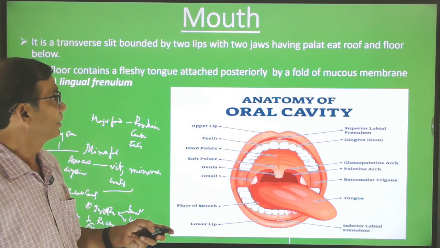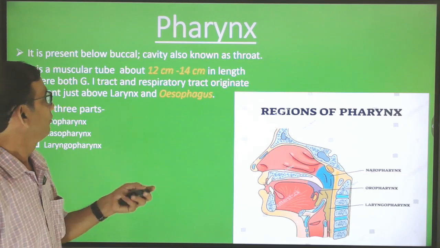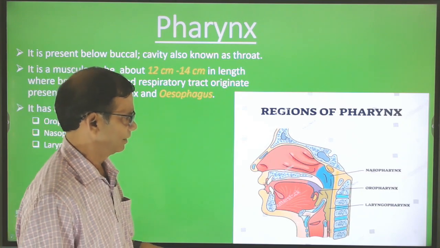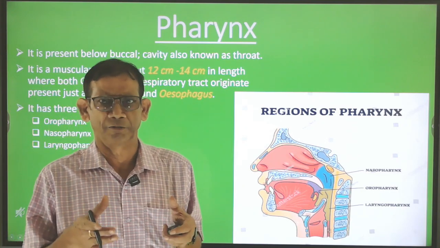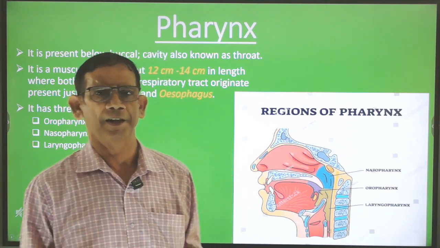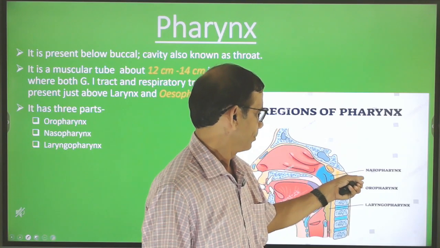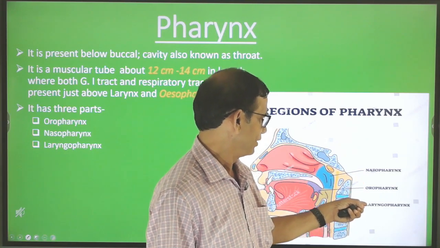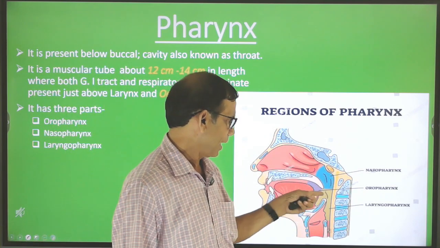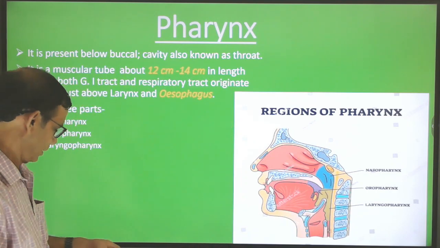Next point is, after the mouth there is the pharynx. The pharynx is just about 12 to 14 centimeter in length. What is the pharynx? The pharynx is the space after the buccal cavity, just above the larynx. The pharynx has three regions: nasopharynx, oropharynx, and laryngopharynx. According to the position of the nasal region, buccal cavity region, and voice box region, they are divided into three types.